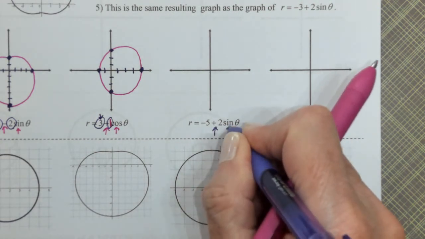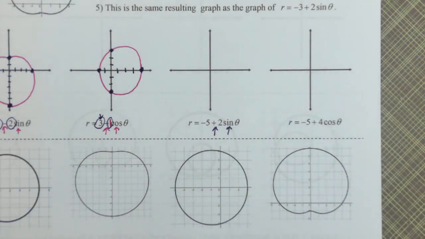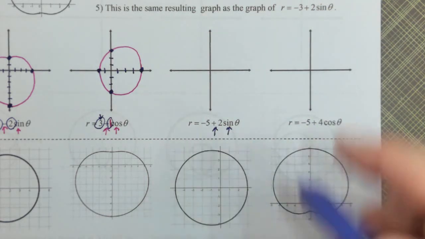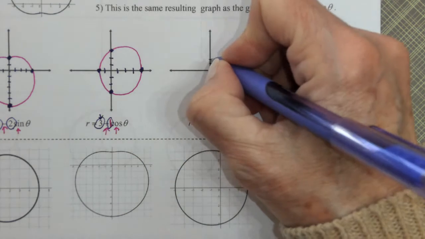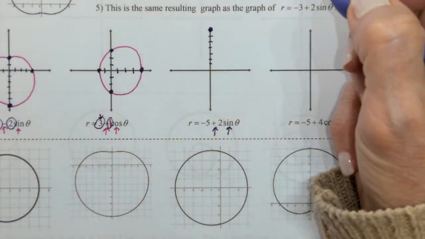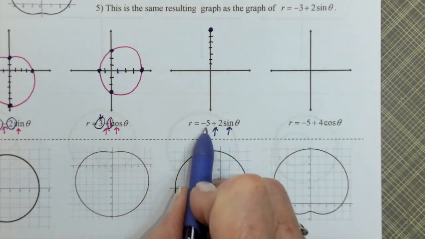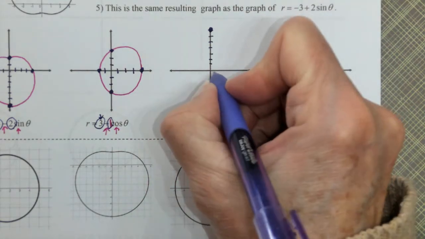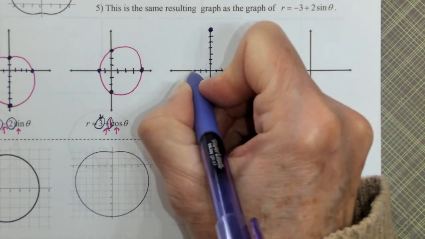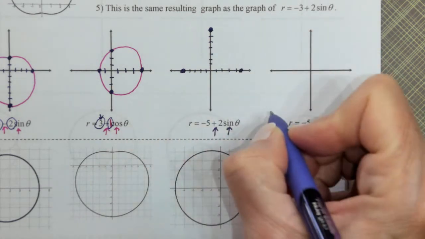Positive sine. So the bulk of this will be up on the positive y-axis. How far up? 5 plus 2, 7. 1, 2, 3, 4, 5, 6, 7. 7 up. How far side to side? 5. 1, 2, 3, 4, 5.